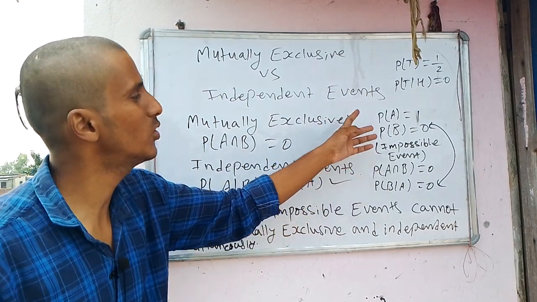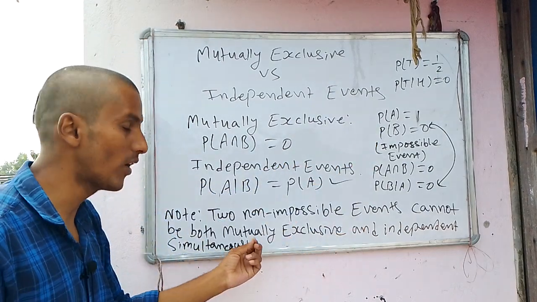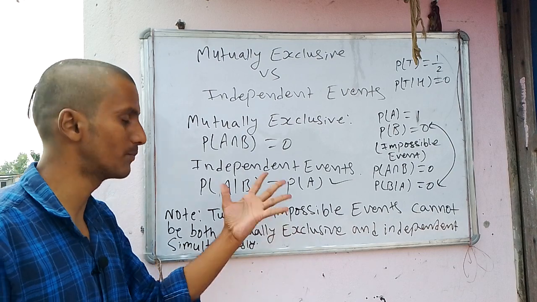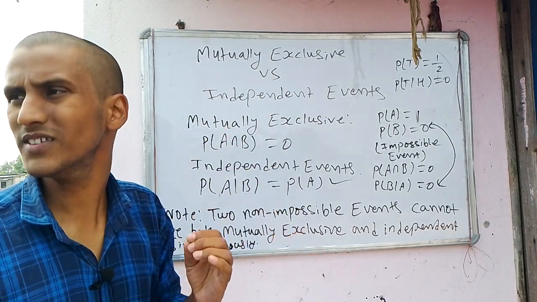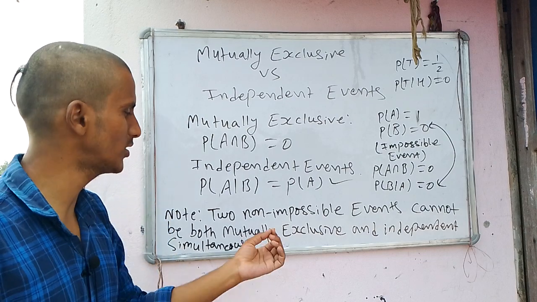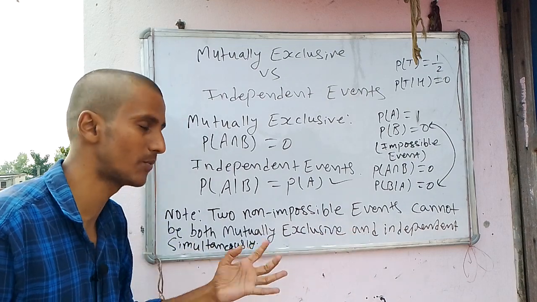So two events will be mutually exclusive and independent at the same time only if one of them is impossible. Otherwise, if you have two non-impossible events, then they cannot be mutually exclusive and independent at the same time.